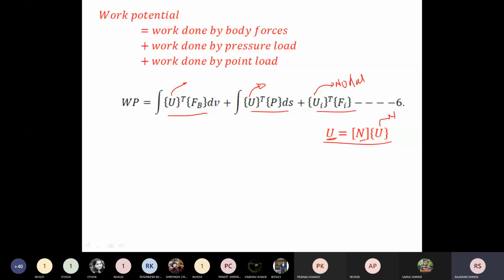work potential equation. Now Saurabh Pawar, you tell me how we can write this work potential equation. Saurabh Pawar, you have to tell me, otherwise you tell me if you have some problem with this derivation.